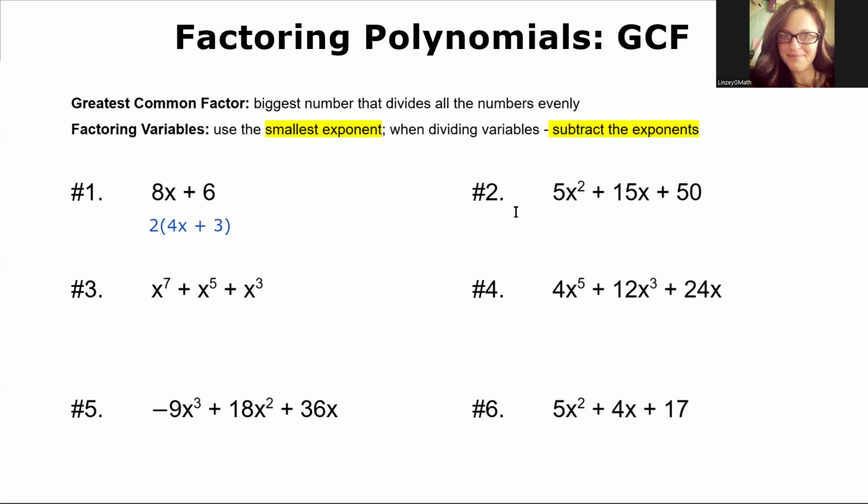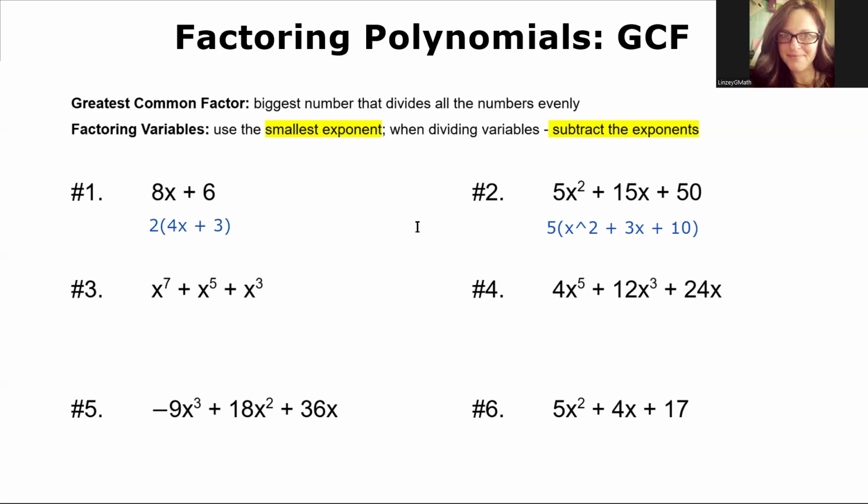Number 2. What is the greatest common factor? 5x squared, 15x, and 50. 5 is the greatest common factor. We'll divide: 5x squared divided by 5 is x squared. 15x divided by 5 is 3x. 50 divided by 5 is 10.